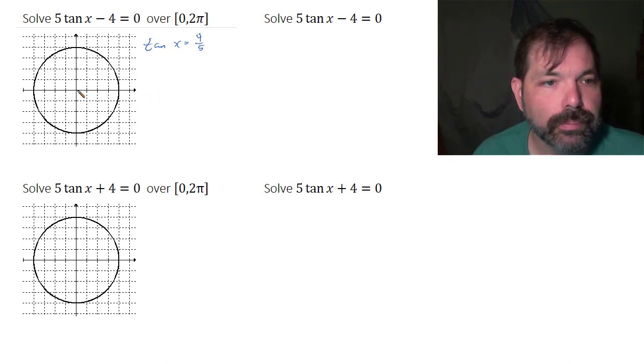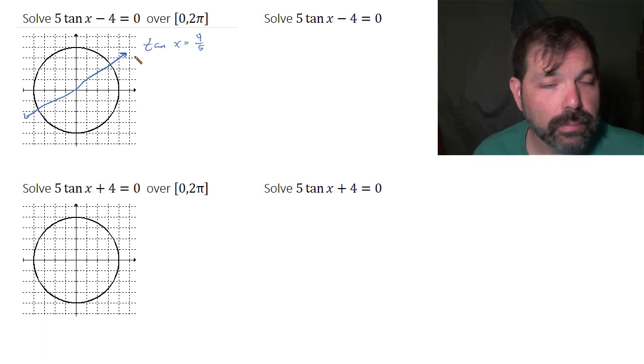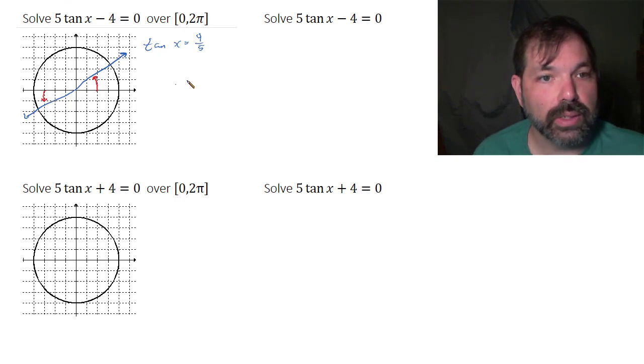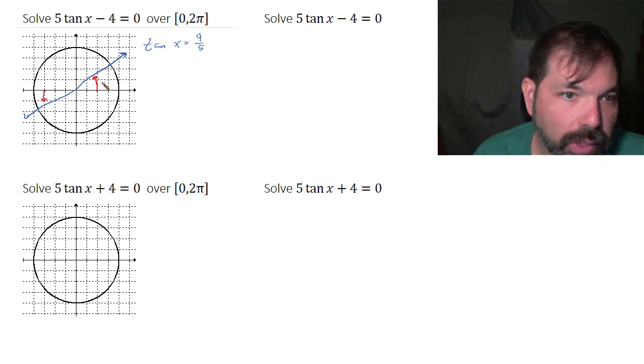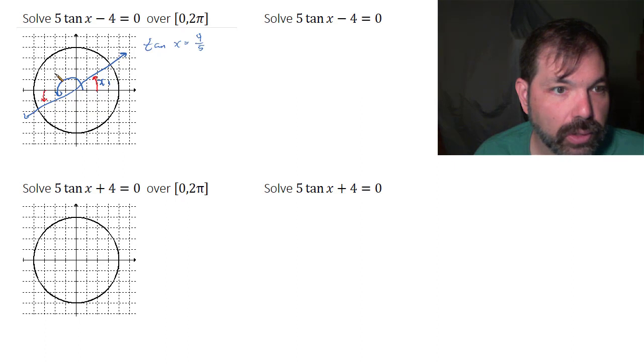So let me just draw an angle. It doesn't have to be as specific as for the sine and the cosine. I'm going to draw a quadrant 1 angle, and I'll draw the quadrant 3 angle with the same reference. So there's roughly where the tangent x is 4/5. Now here's my reference angle. For the tangent function, there's my x1, and here's the x2.